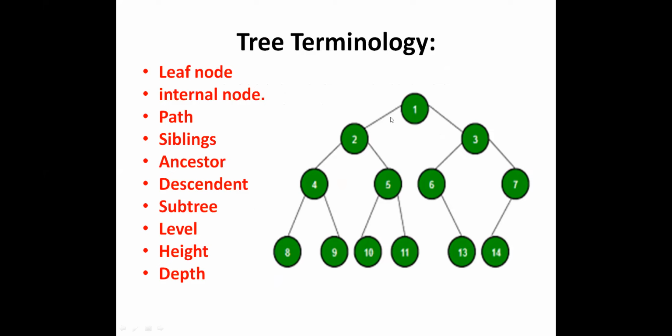So what we said is it is a parent-child relationship. When I take 1, this is a parent for 2 and 3. The nodes 2 and 3 are the children of node 1. So this one acts as the root node for the whole tree. 1 is the root node. And what about these nodes 8, 9, 10, 11, 13, 14? These are all called leaf nodes.